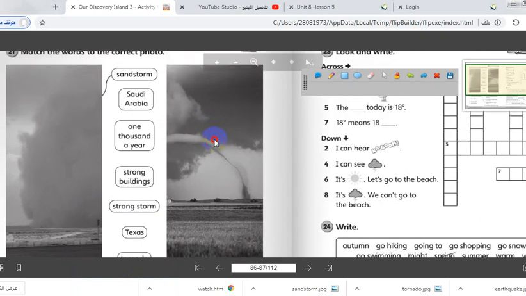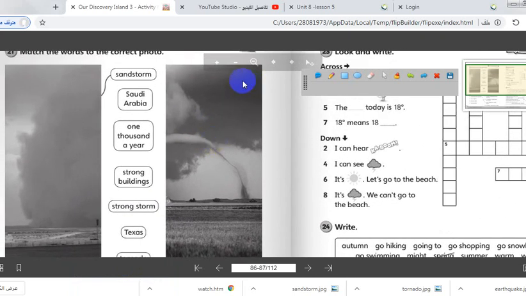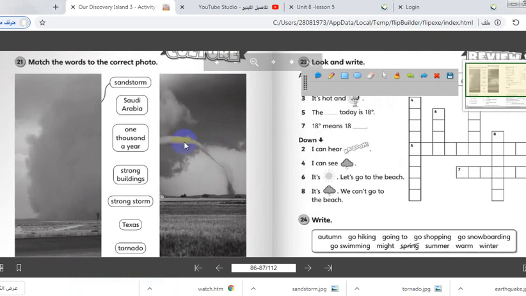This lesson is based on the previous one. This should go step by step with the pupils book. Here we have 2 pictures, right? And we have some words: sandstorm, Saudi Arabia, 1,000 a year, strong buildings, strong storm, Texas, and tornado. Okay. If you can remember, this picture is for Saudi Arabia or Texas. One here is for Saudi Arabia and one is about Texas.